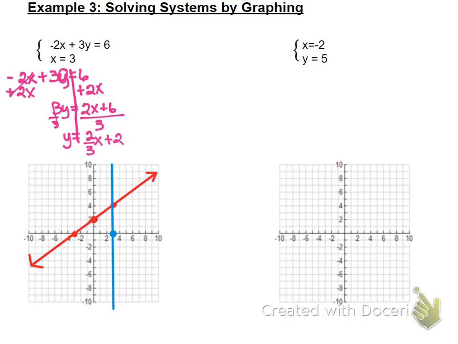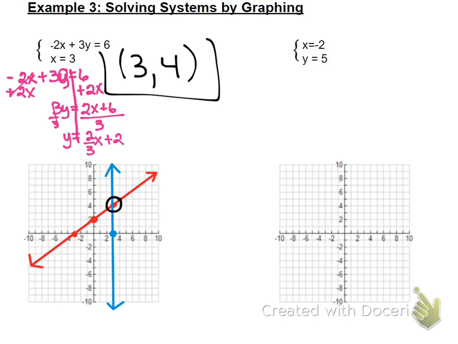There we go. Okay. Where does this point intersect? What's the solution going to be? The ordered pair. We want the ordered pair where these two lines intersect. Remember, ordered pair is x, y. So what's my x value? 3. And then my y value? 4. Does anybody have a question on that one?